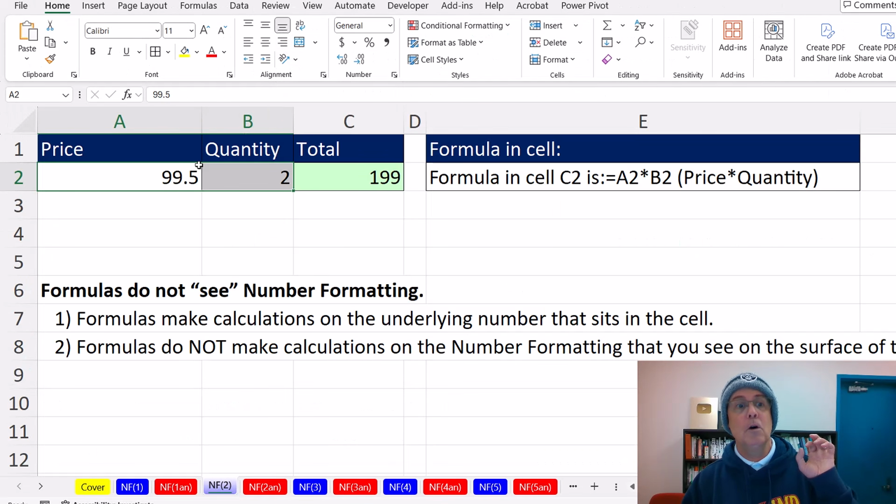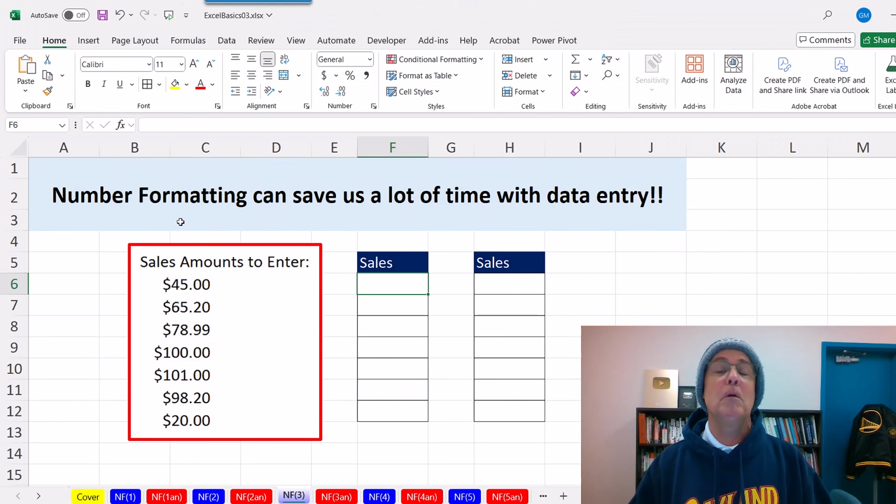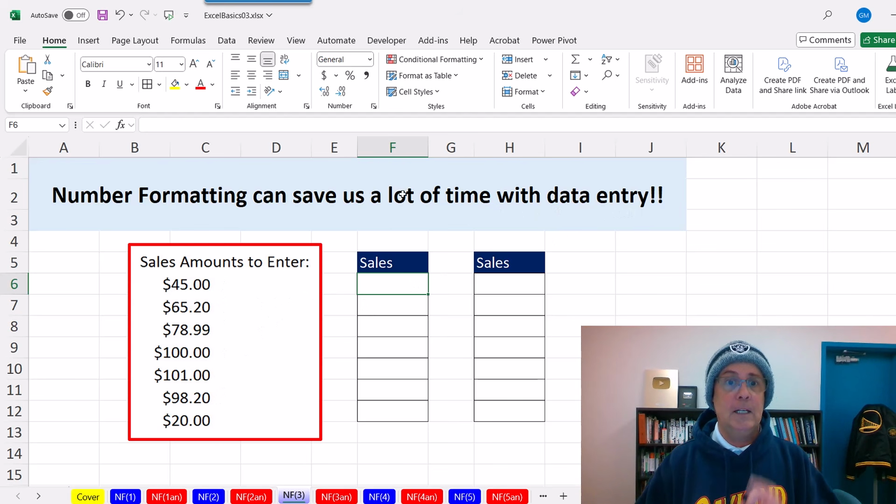Now, once we know about number formatting, we're not going to get in trouble with formulas. But there's another great benefit of number formatting. Let's go over to the sheet NF3. Now, another benefit of number formatting is that it can save us a lot of time with data entry. We need to enter this data. I'm going to come over and select F6.